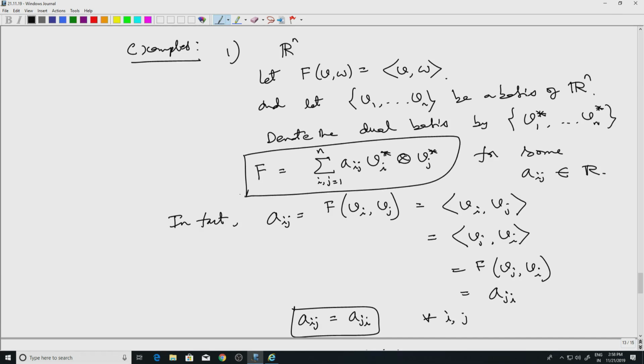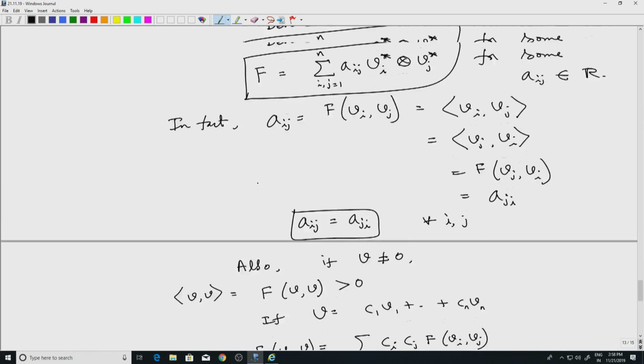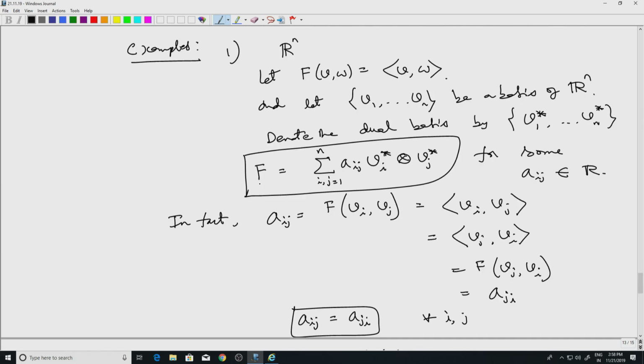And in fact the converse is also true. If I start with a symmetric positive definite matrix, I can define a bilinear form by this prescription here, and I can define F by this formula here. Then one can check that F is an inner product in the sense that it's a bilinear form which is positive definite, which has the usual properties of the usual inner product.